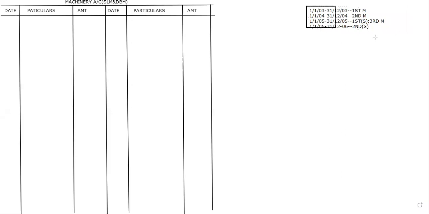Now looking at the table, I'll go for filling up my ledger account. So this is my machinery account. So this is our change of method. So my year starts from where? From 1st January 2003. So what we have done, we purchased the first asset.